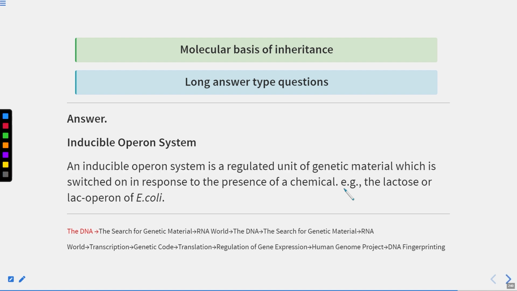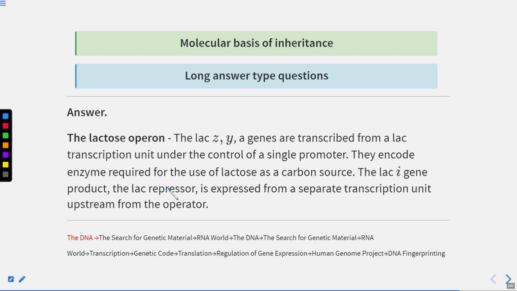Now, let's talk about the inducible operon system. An inducible operon system is a regulatory unit of genetic material which is switched on in response to the presence of a chemical, for example, lactose or the lac operon of E. coli. So what is an example of an inducible operon system? The lac operon of E. coli, where the inducer is lactose. So, lactose acts as an inducer in the lac operon of E. coli. Okay, this is clear.